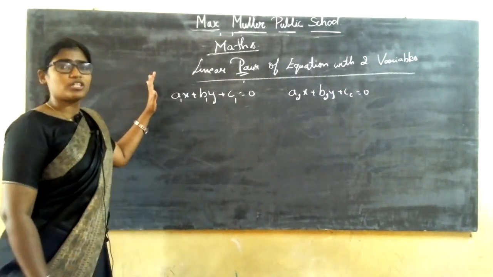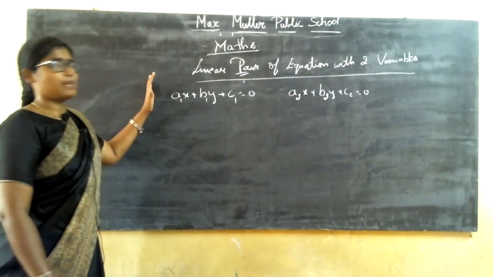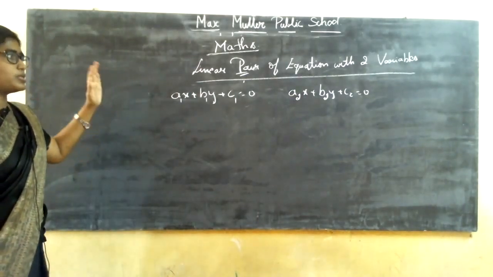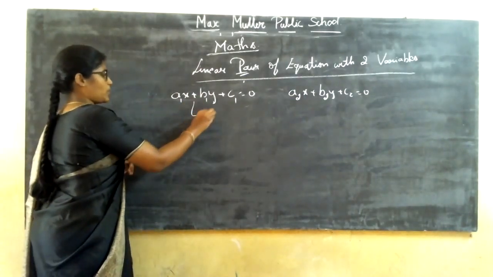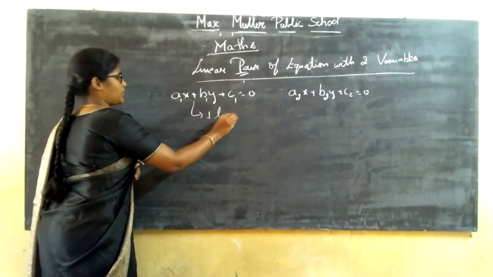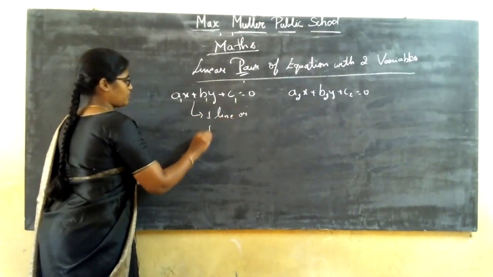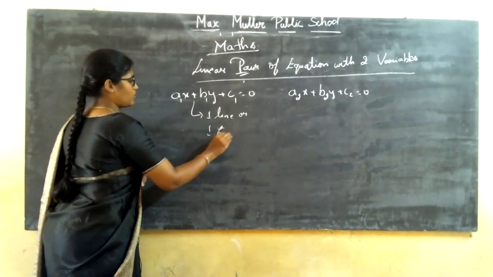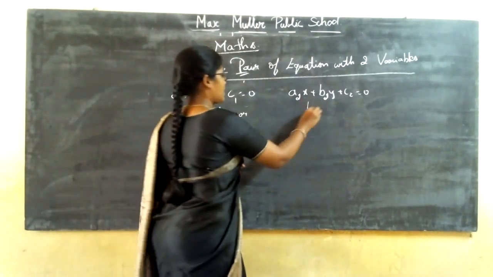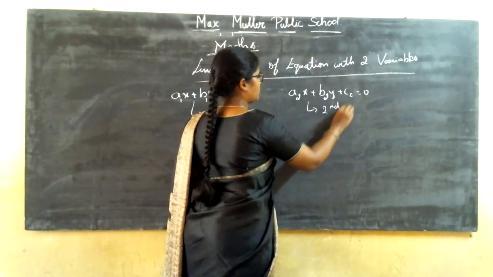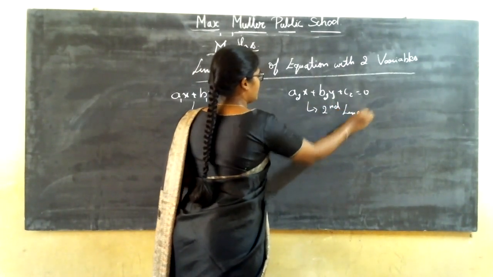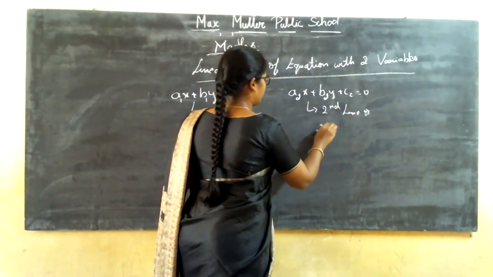This is based on the two equations, that is a1x plus b1y plus c1 is equal to 0. This is based on the first line, or the first equation, and this is based on the second line, or the second equation.